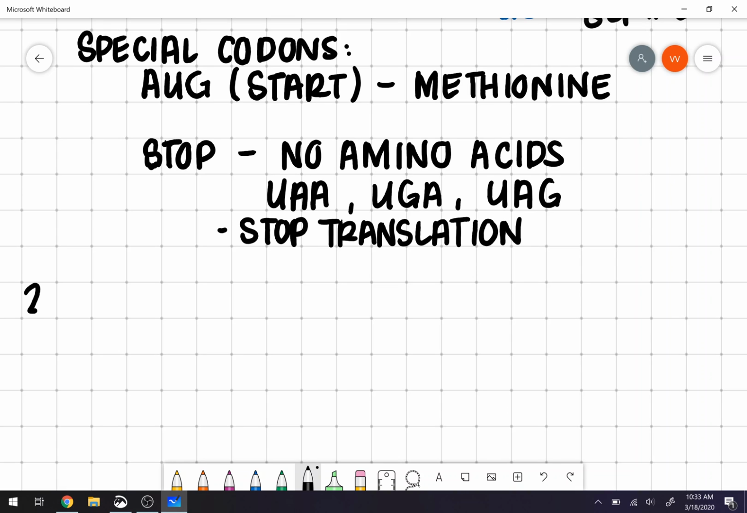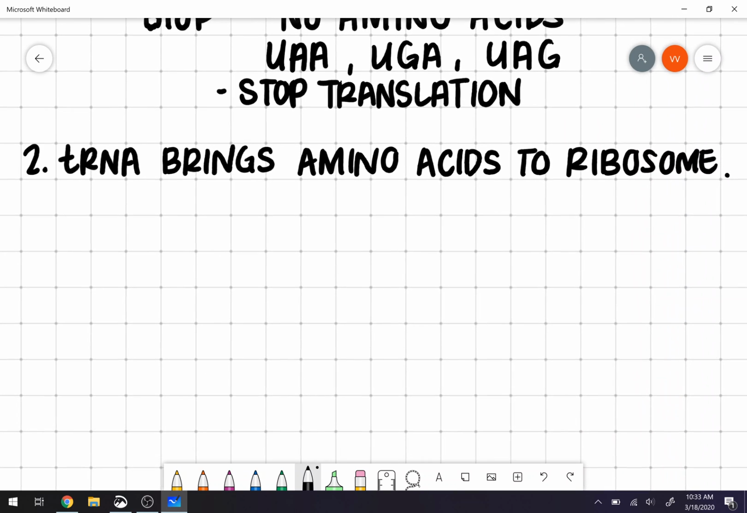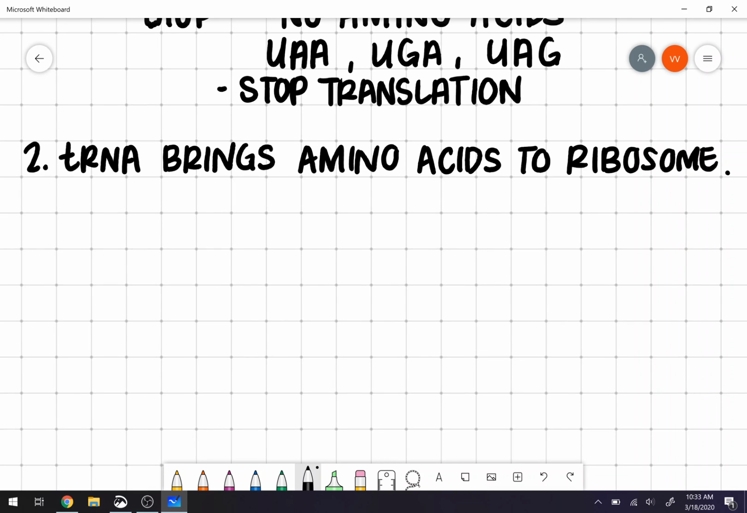The second step is that transfer RNA brings amino acids over to the ribosome. Okay. And it's going to help put those amino acids in the correct order.